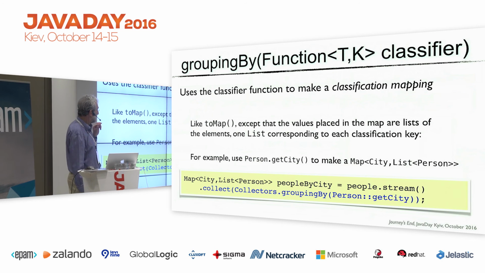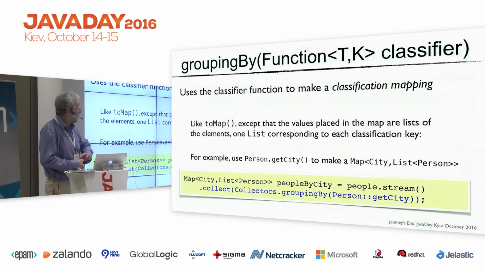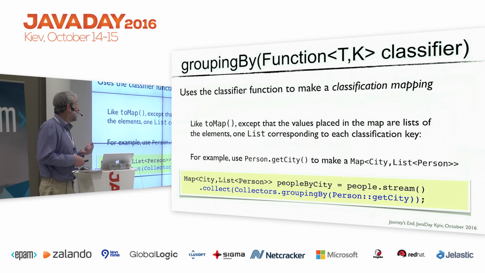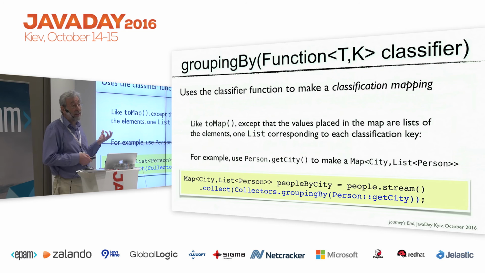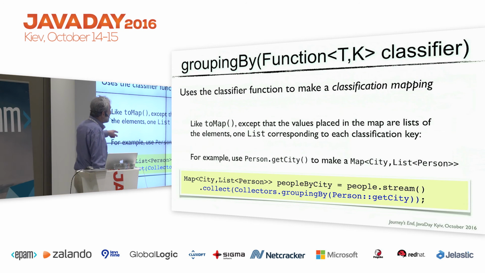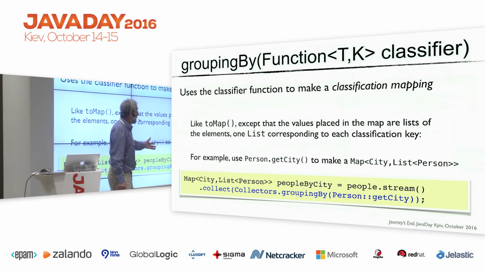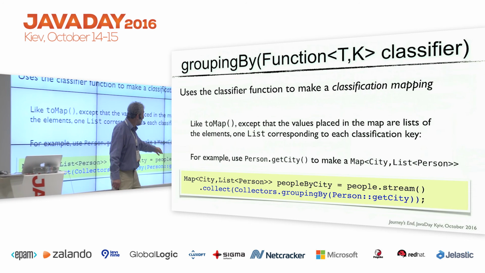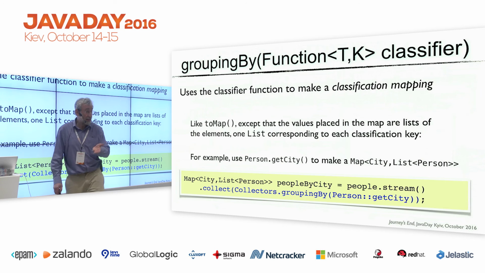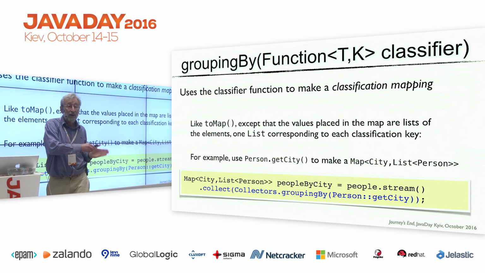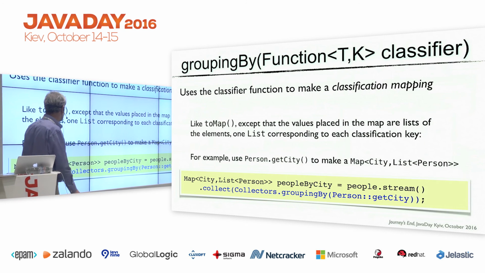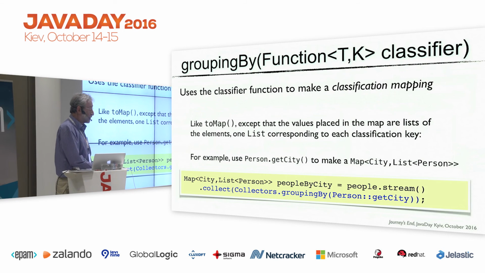I don't think there's a standard name for them. They're like toMap, except the values that are placed in the map are lists of the elements, one list for each classification key. So for example, if we use person.getCity as a classification key, then we would get a map from city to list of person, and the list of persons would obviously be those for each city. So we could write something like this if that was what we wanted.